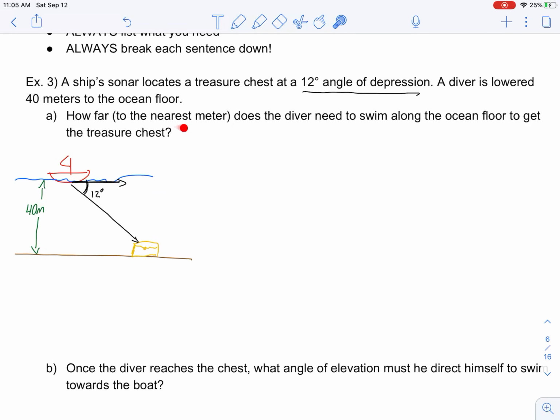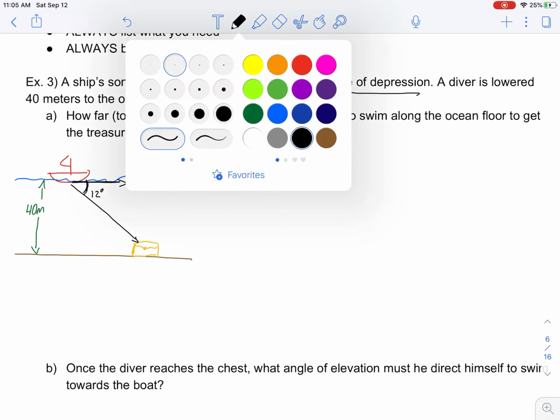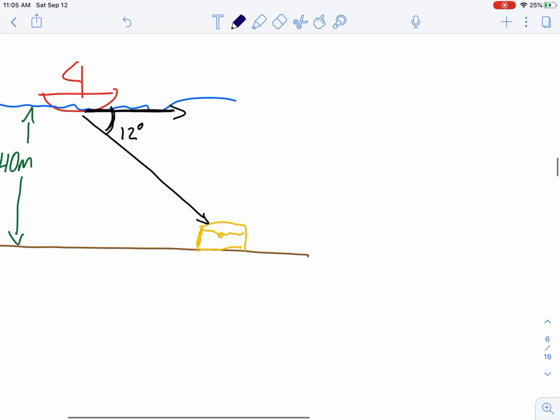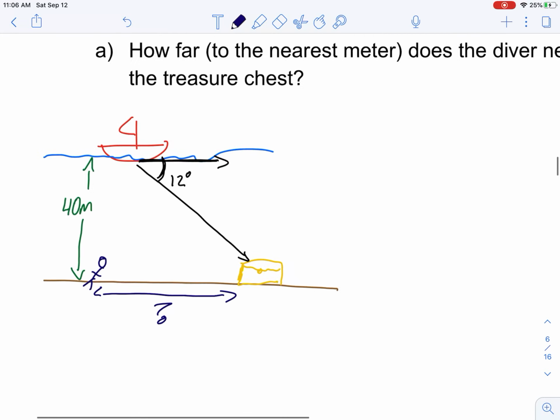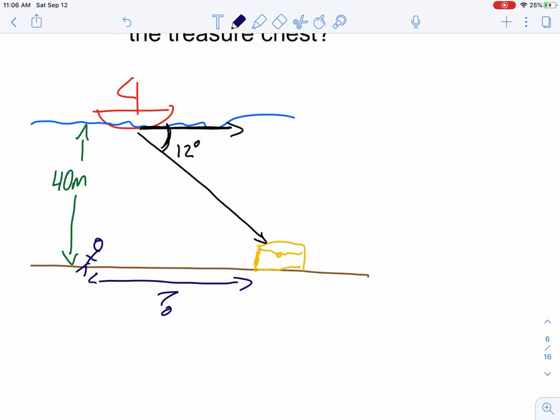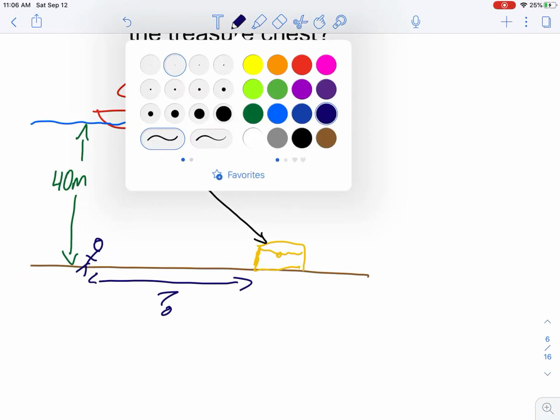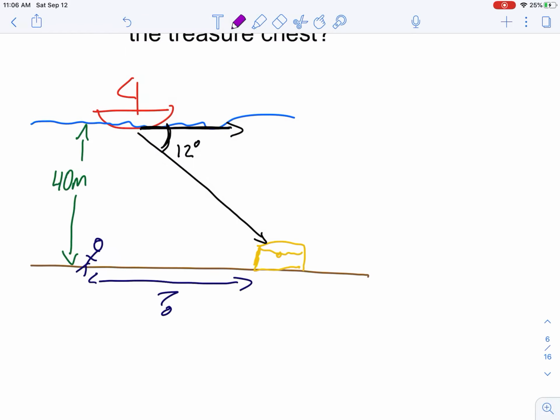The question is asking you, how far to the nearest meter does the diver need to swim along the ocean floor? So you have your diver down here. We dropped him down, okay? And they want to know what the length is here. Okay, so this is a pretty tough question. There's lots going on here, but now with this diagram, we can kind of start visualizing what's going on a little bit better.